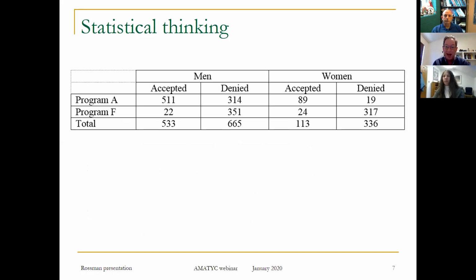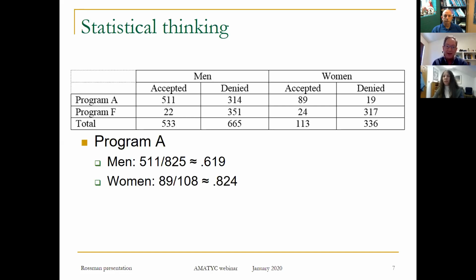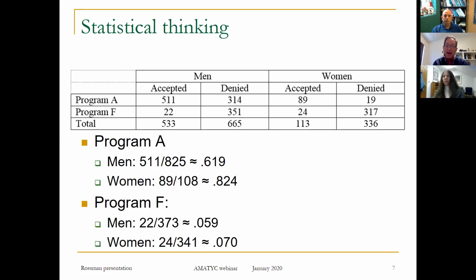Well, students are quick to tell me we need to calculate more proportions within each program. Find the proportion of men who were accepted and the proportion of women who were accepted. So it takes students a minute or two to do that. I'll save you the bother. Program A, there's the proportions. Program F, there's the proportions.